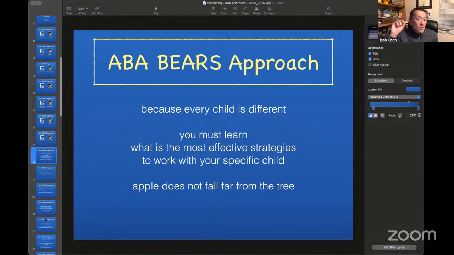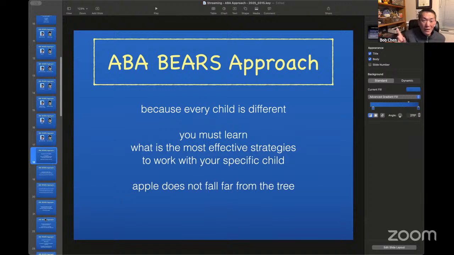So that's something you always have to keep in mind when you watch other people interacting with their kids and teaching their kids, especially when they use interventions with their own kids. Your child is different from those other kids, and you're tailoring your interventions to be the most effective for your child, not for somebody else's child.